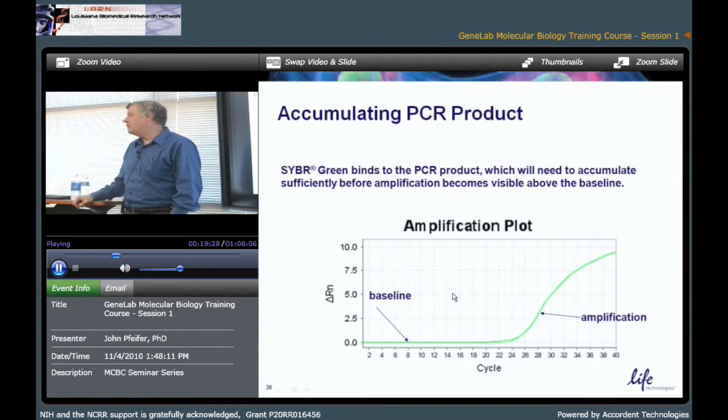A similar concept with accumulation of signal occurs with SYBR. We need to have a certain number of cycles go by before we have accumulated sufficient PCR product that we can see the signal above the noise.